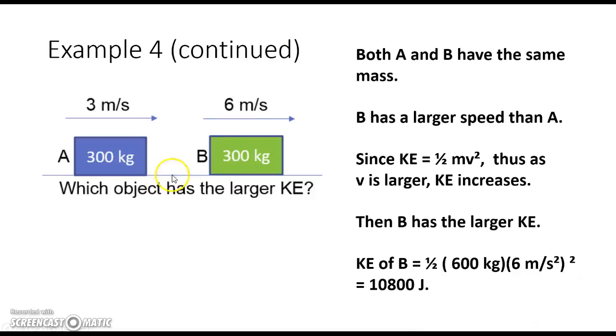Okay, so now for the next part of example 4. Which object has the larger kinetic energy? You look at the two objects again. Both of them have the same mass, but B has a speed that is twice that of A.